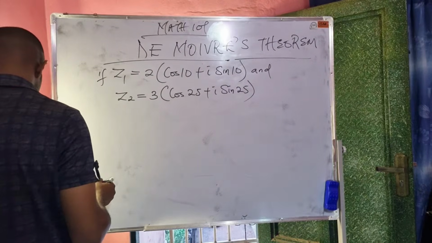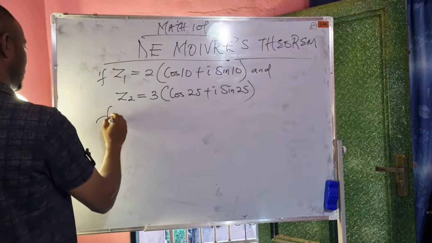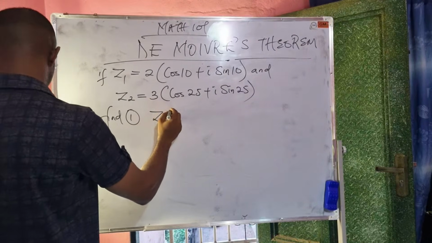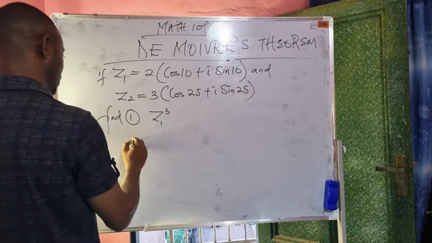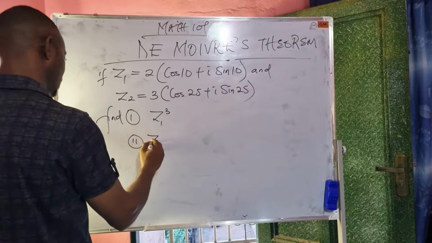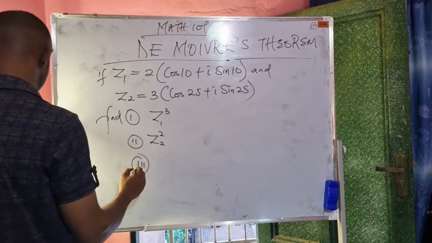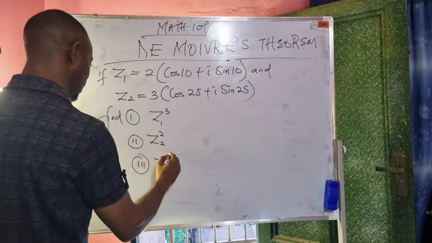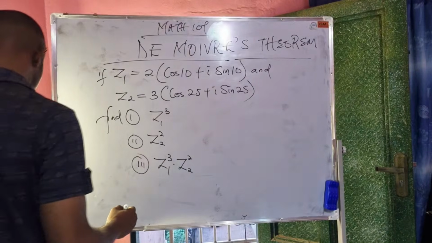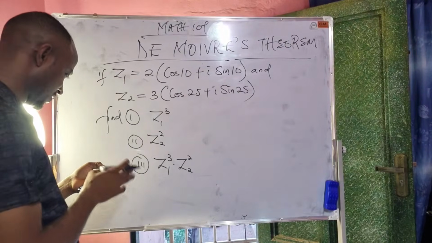And the question says that we should find: question 1, z1 to the power of 3. Question 2, z2 to the power of 2. Question 3, z1 to the power of 3 times z2 to the power of 2. All right, so this is the equation we are given to solve.